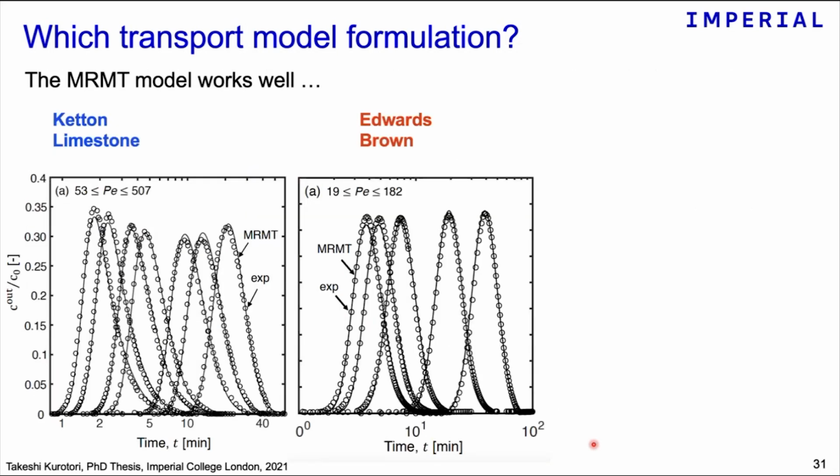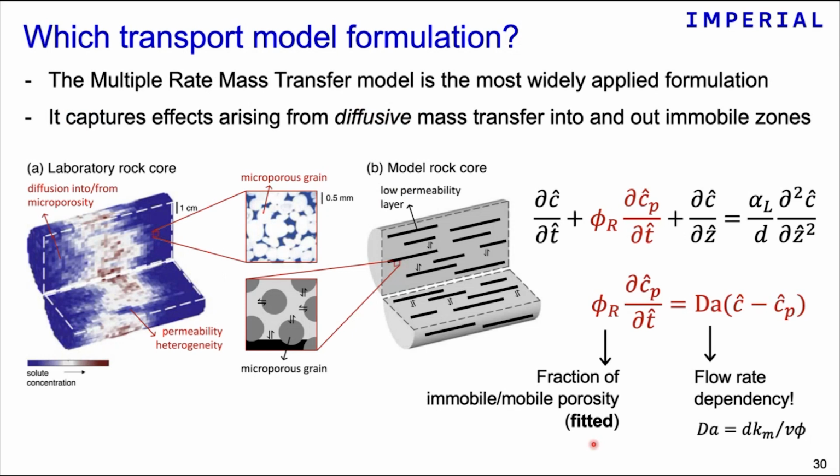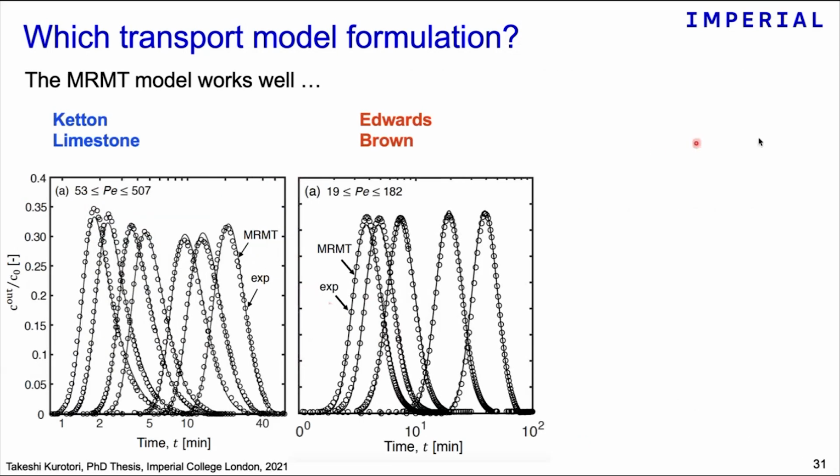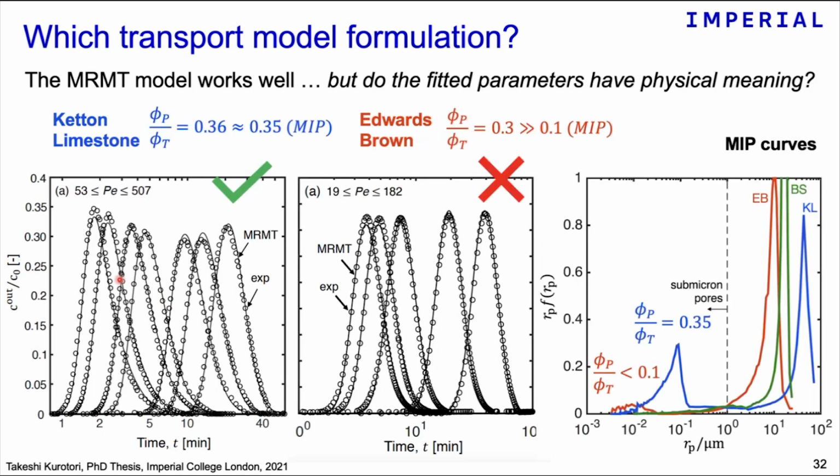And so we applied this more advanced model to our data set with the carbonate samples that I showed you before. And actually, you can see that it works very well. These are all our breakthrough curves measured at different flow rates for both samples, and the lines are the prediction of the model, which shows a very good agreement with the experimental data. But the problem is when it comes to interpretation, right?